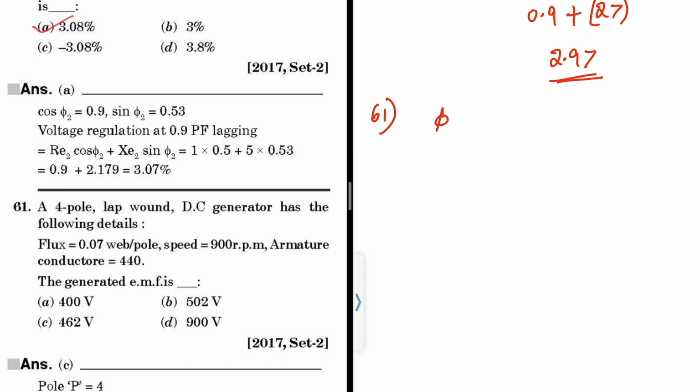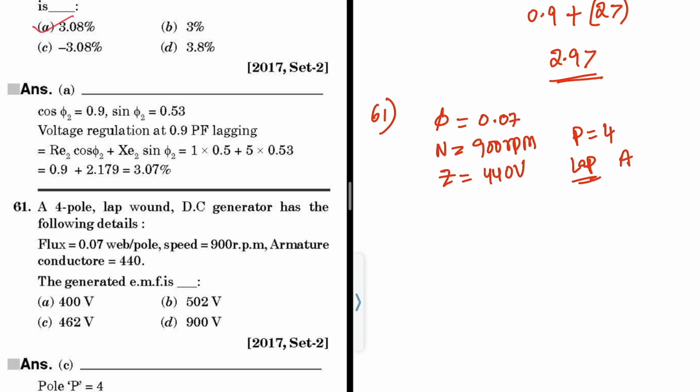Flux per pole is given as 0.07 and speed is given as 900 rpm. Armature conductors is given as 440. They had given a 4-pole machine and it is lap wound. In lap winding, the number of poles is equal to the number of parallel paths.